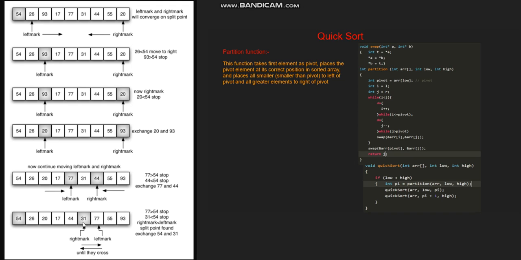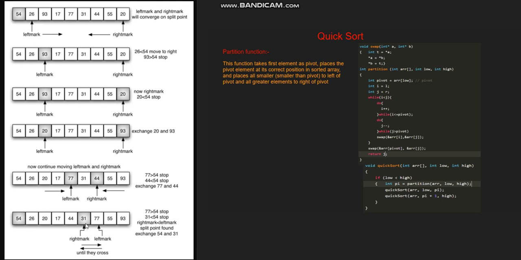Now at last, we swap the pivot element with this right mark, so that the pivot element 54 reaches here, and that one reaches here, so that every element to the left is less than 54 and every element to the right of the pivot is greater. So 54 is in its correct position.